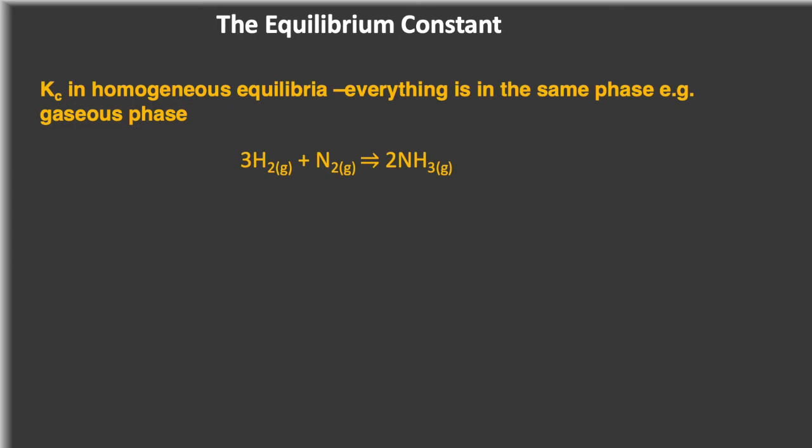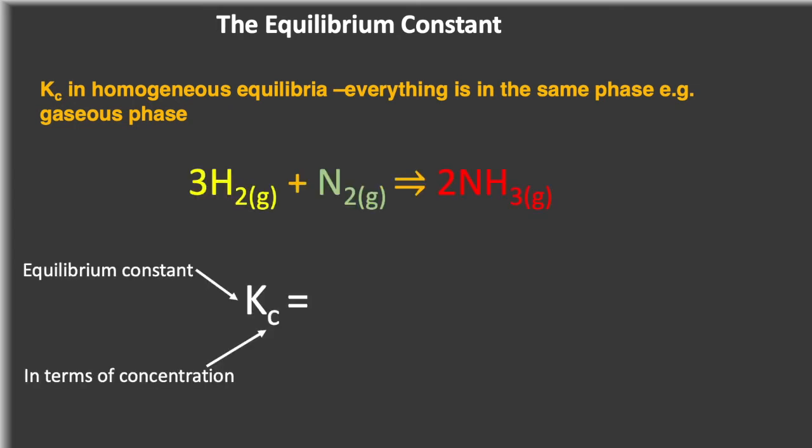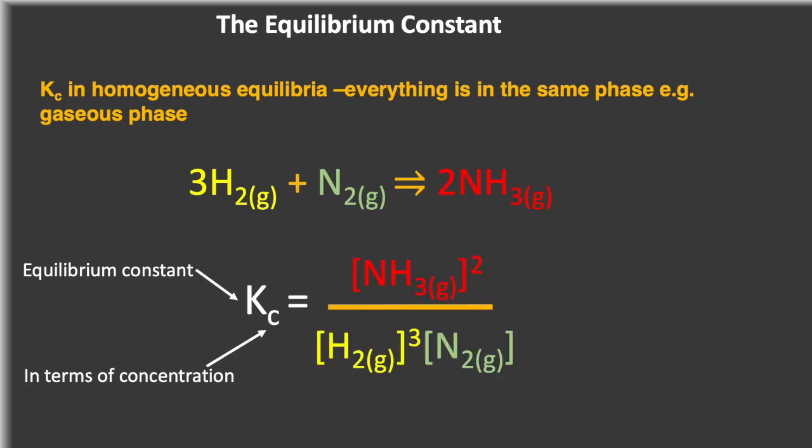Here again, we've got the Haber process. We can write Kc out. K stands for equilibrium constant. C is stating this is in terms of concentration, and it's the products, which is ammonia, and that's squared because we have 2 moles of ammonia on the right hand side, and that's divided by the concentration of hydrogen cubed times the concentration of nitrogen.